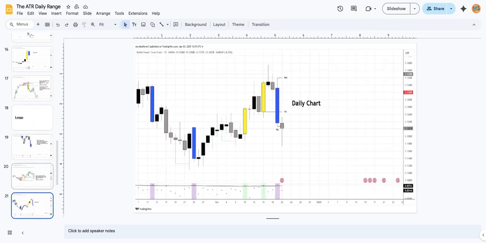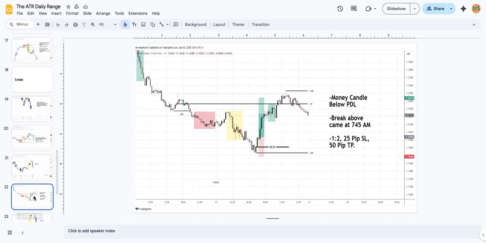So we have our blue candle here on the daily chart. All right. So this doji day right here is going to be our trading day. So let's take a look at this on the 15-minute chart. Okay, so we have our Asia open. Asia is the pink box. London is the yellow box.